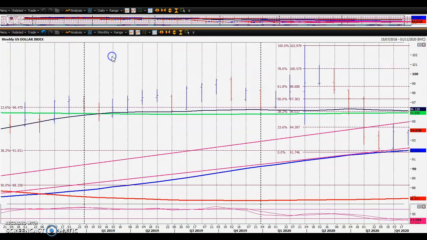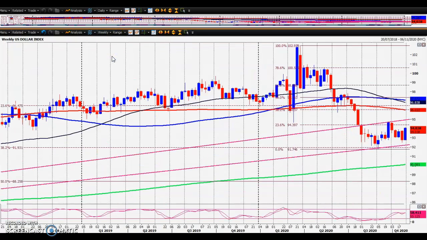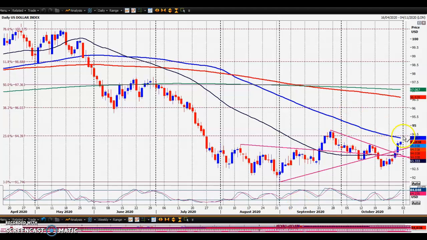Go to the weekly chart. We are a bit more confusing on the weekly chart, to be fair. Obviously there's a big blue bodied candle here which is positive. When we go to the daily chart, that's also not really telling me anything, quite frankly.